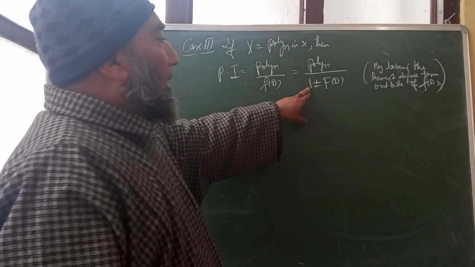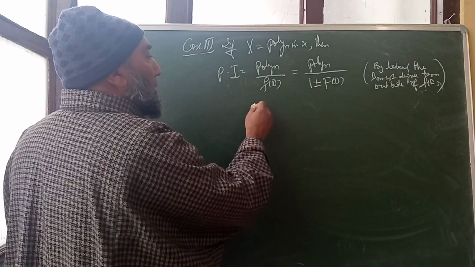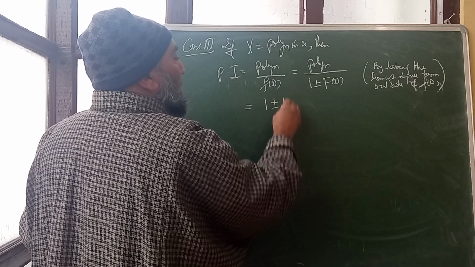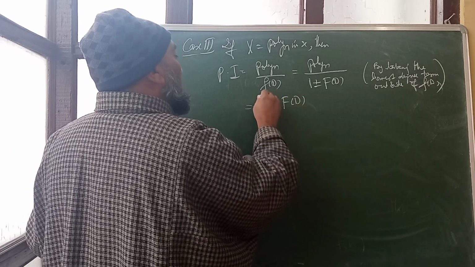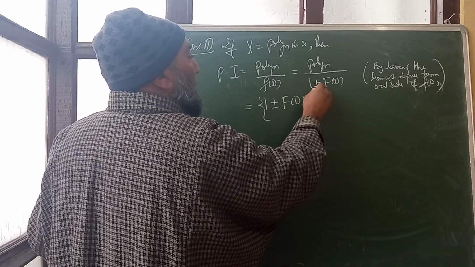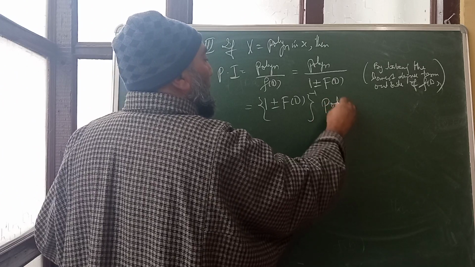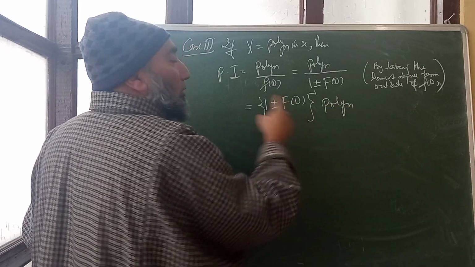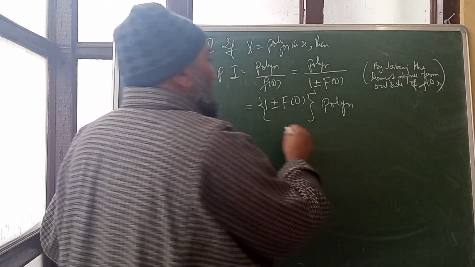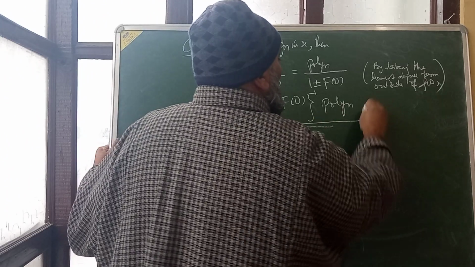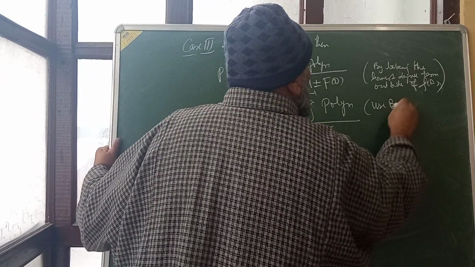Now, when I get 1 plus minus f(D), what is the next step? I take it to the numerator. Instead of the denominator, I am keeping it in the numerator, raised to the power minus 1, and operate it on the polynomial because this is a differential operator. And to evaluate this, I use the binomial theorem.